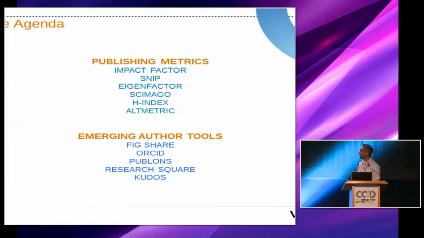So today I'm going to talk about the publishing metrics, and Fiona's going to talk about emerging author tools. Typically, this talk will take me 2 hours, but I've got to do this in 20 minutes. So what I'm going to do is tell you about the calculations, the pros and cons of these metrics, and how they should be used appropriately and how they have been used inappropriately. And with that, hopefully by the end of the day, you'll be able to walk away from here with a sense of what these metrics are actually trying to measure.